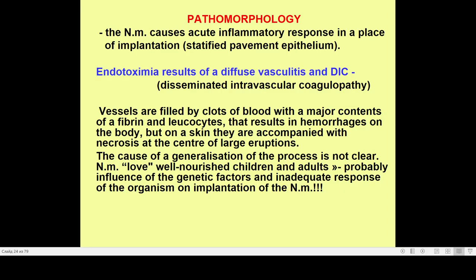Pathomorphology is associated with an acute inflammatory response at the place of implantation of the causative agent. The result of release of endotoxin is diffuse vasculitis and development of DIC, disseminated intravascular coagulopathy.